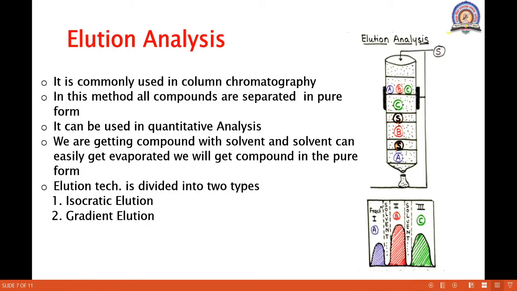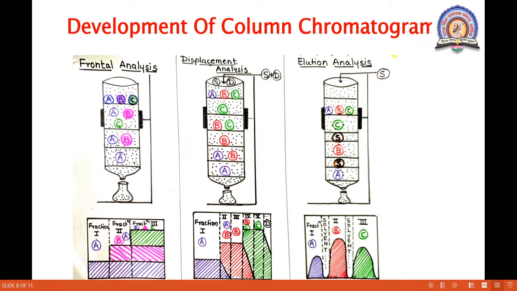And we will increase the ratio of that strong solvent gradually so the separation will be better. If we are not getting a proper resolution by the isocratic elution, then we can go through the gradient elution. This gradient elution is also used for the fast separation of some compounds. Gradient elution is most commonly used. So this is about the elution analysis.